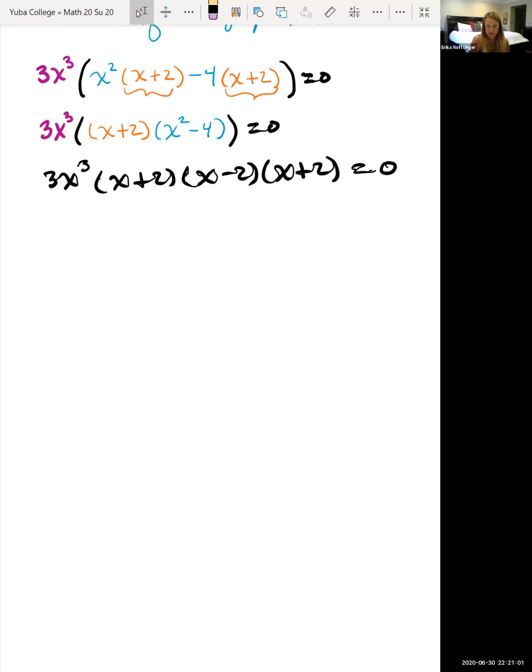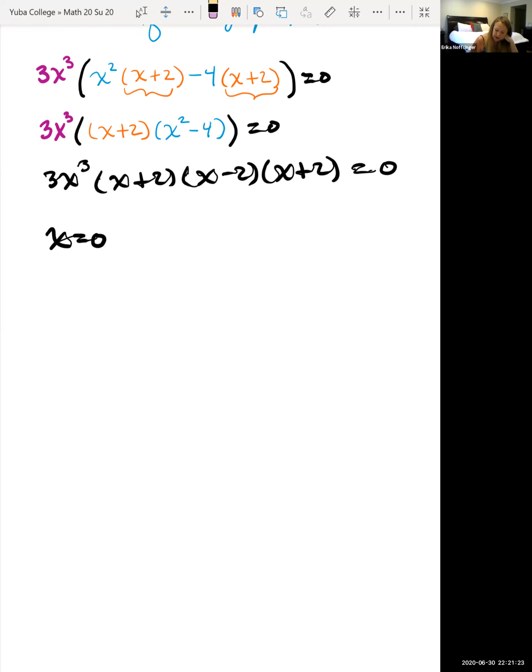So we're still looking for x-intercepts. We just factored our whole polynomial as far as possible. Now we can set each factor equal to 0, and we can find our x-intercepts. So looking at when is 3x cubed equal to 0, that's when x equals 0.